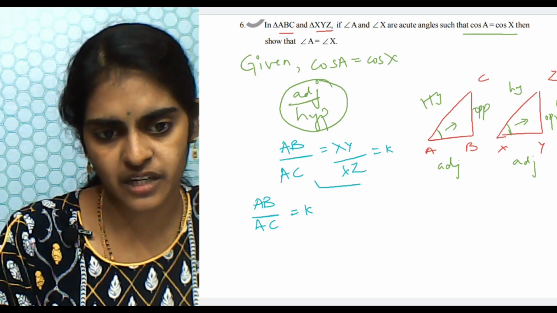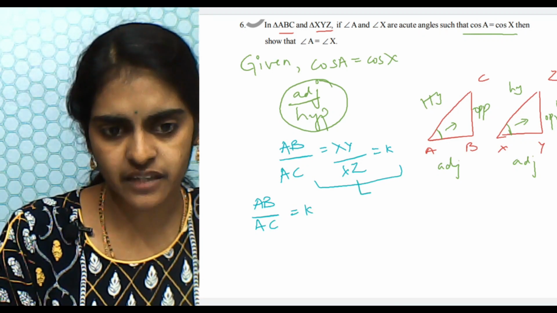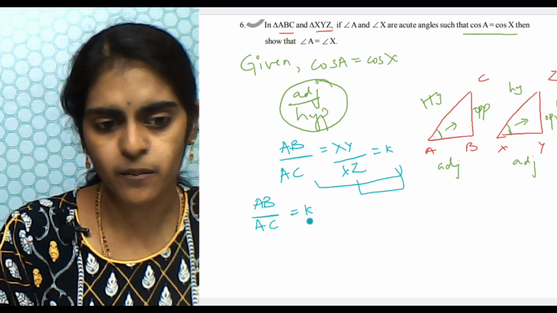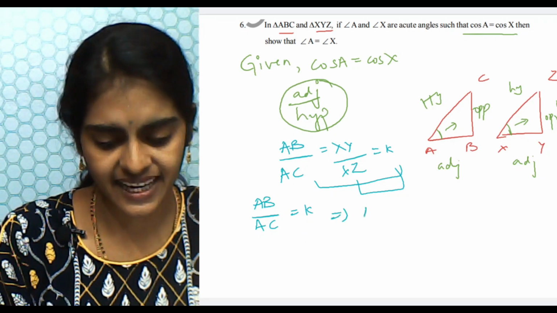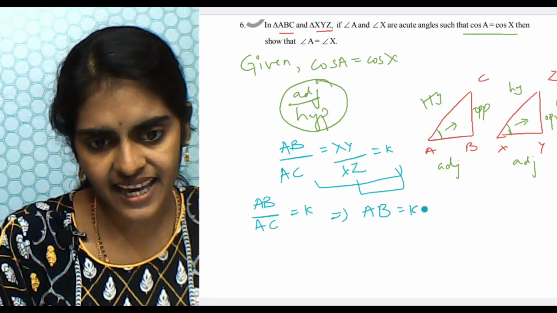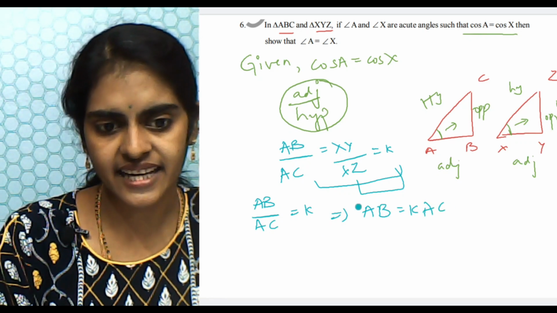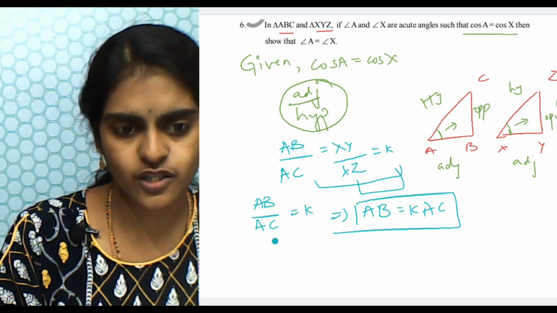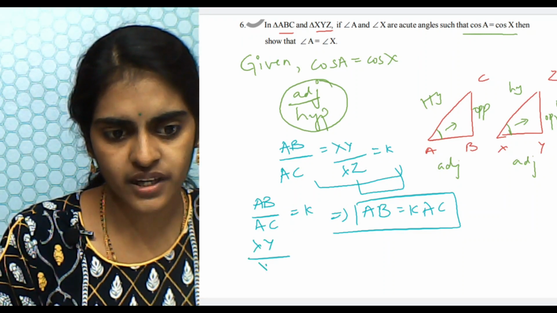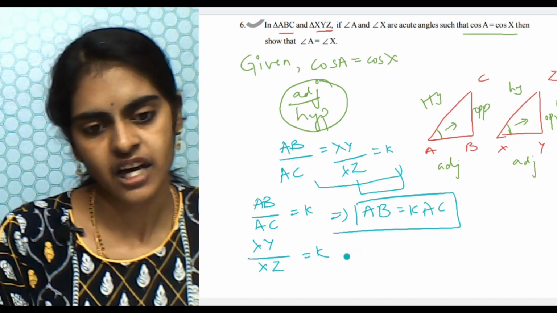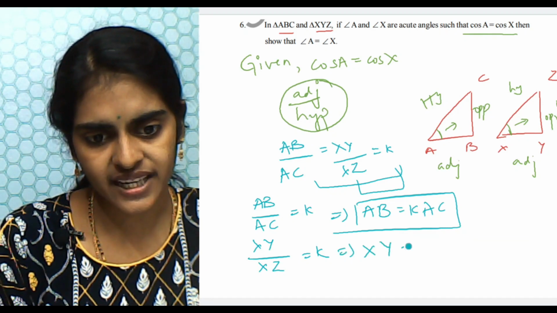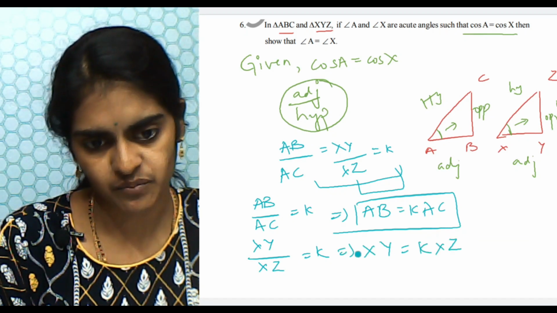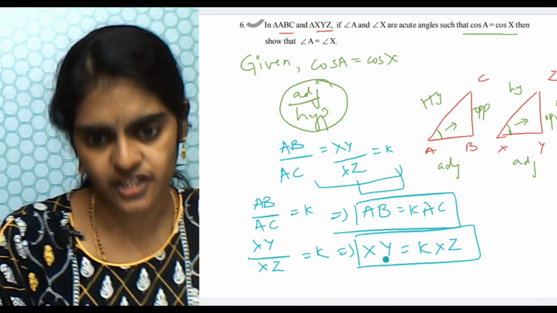Firstly, I am equating these two. Then we shall equate these two. So AB upon AC is K. From this I can write AB is KAC, taking AC to the other side. This is one relation you got. Now let us equate these two. So XY upon XZ equals K. From this I get XY is nothing but KXZ. So this is the other relation we got.